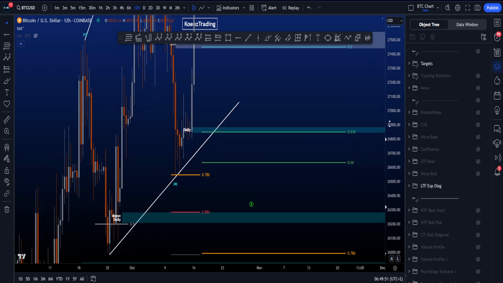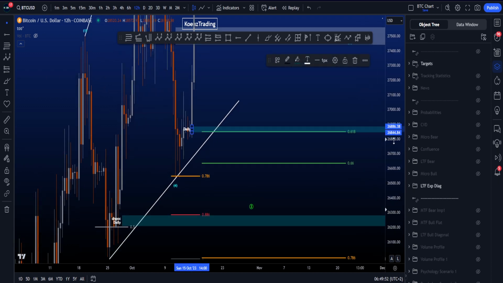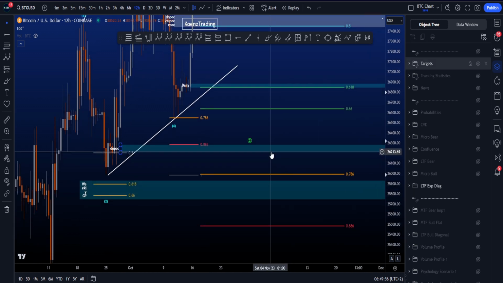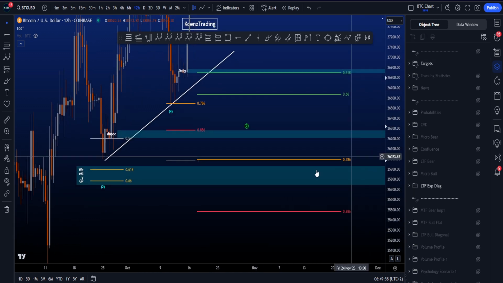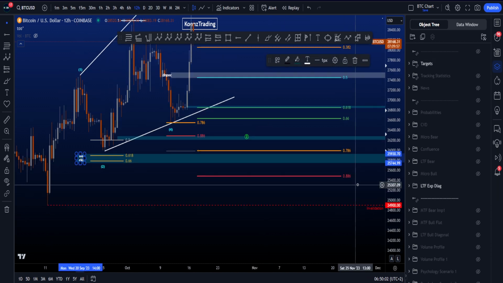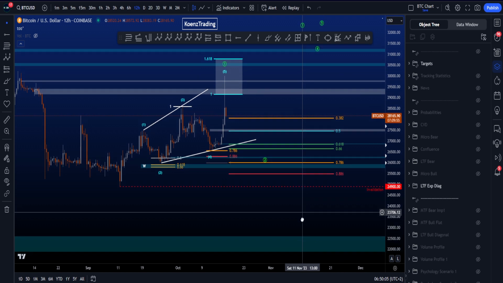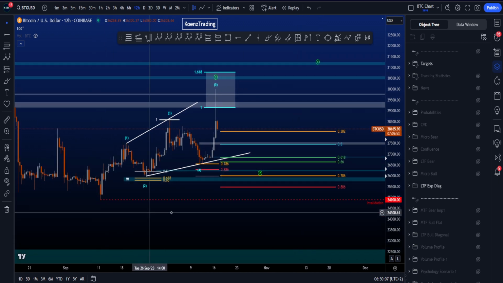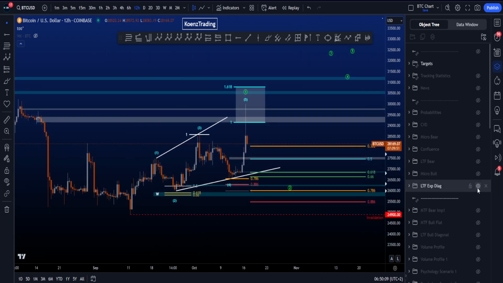and 27.6k. On top of the 0.618, another one, 26.8 to 26.9k. Then down there, 26.2 to 26.3k. And just below the 0.786, 25.7 to 25.9k. The invalidation is if price would move to the downside and take this low over here.